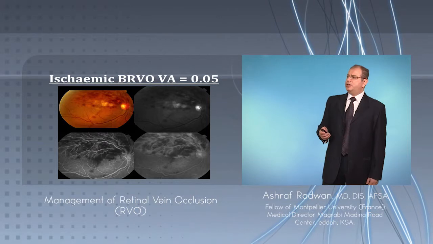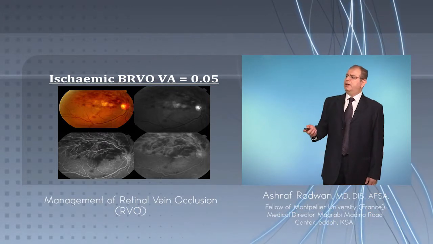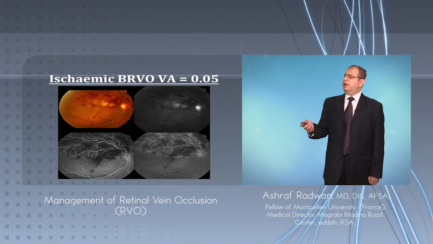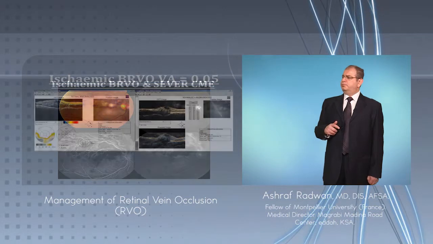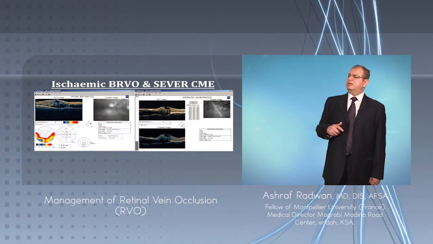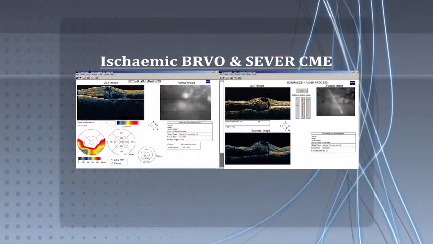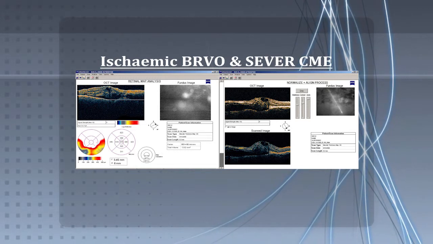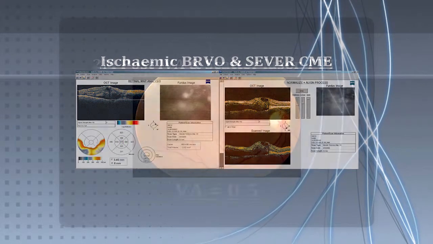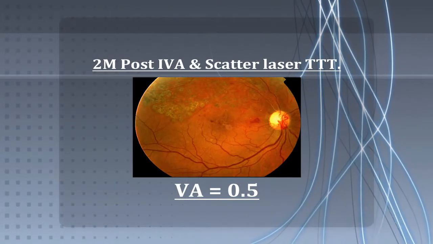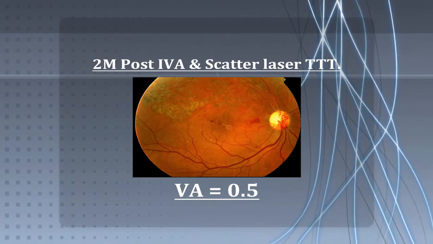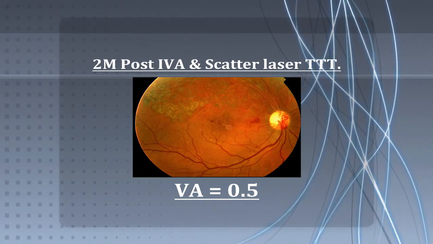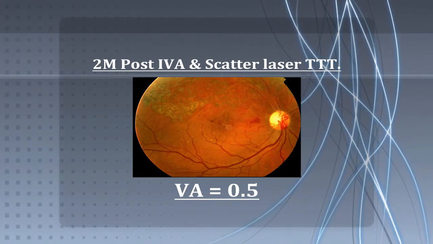Here is an ischemic branch retinal vein occlusion, as we see a capillary dropout with a partial cystoid macular edema, and the vision is 0.05. With OCT, there is an important edema involving the superior temporal arcade and an important foveal cyst. This is after 2 intravitreal anti-VEGF injections and a scatter laser over the ischemic area. In fact, after the absorption of the edema, the vision of this patient grows up to 0.5.